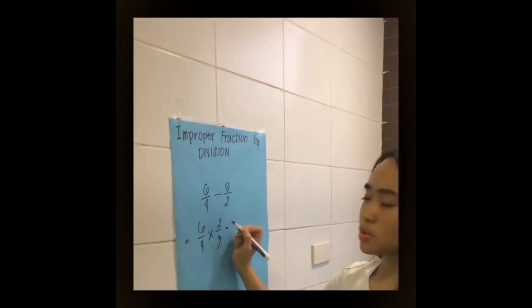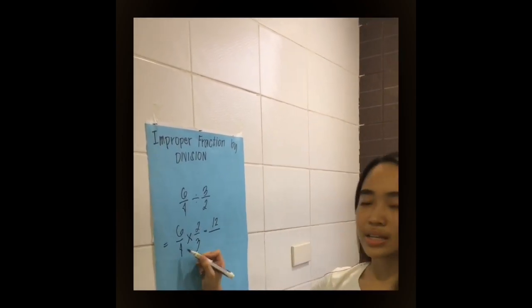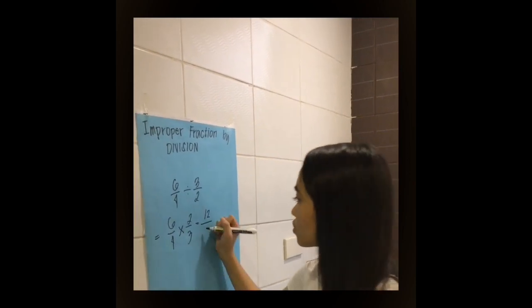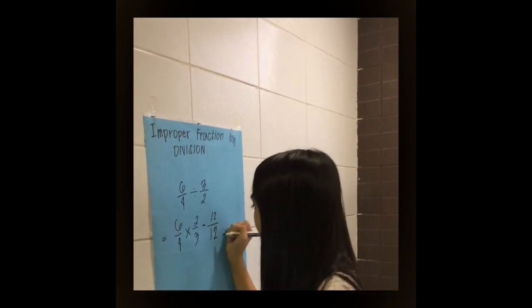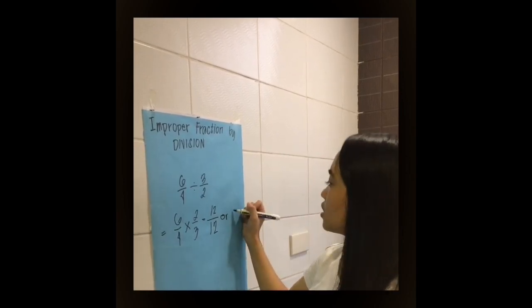So, 6 times 2 is equal to 12. And then, 4 times 3 is equal to 12 again. So, you can see the answer is 1.